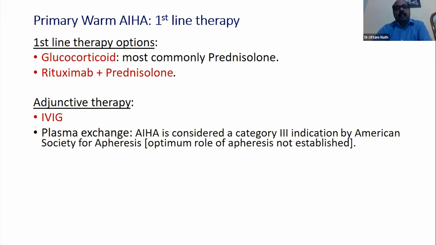Plasma exchange. Warm AIHA is a category 3 indication, disease condition as per American Society of Apheresis. That means the optimum role of plasma exchange is not established in this condition.